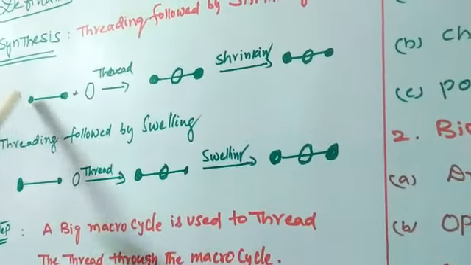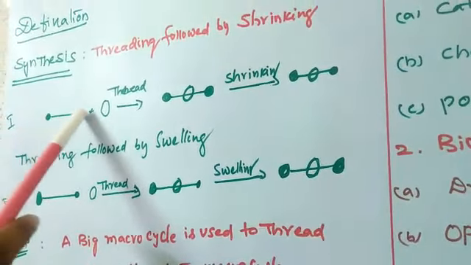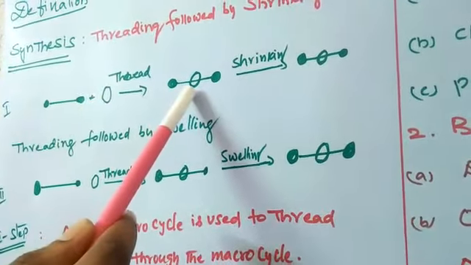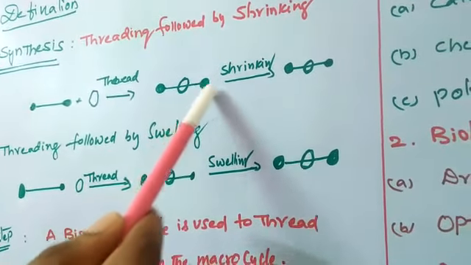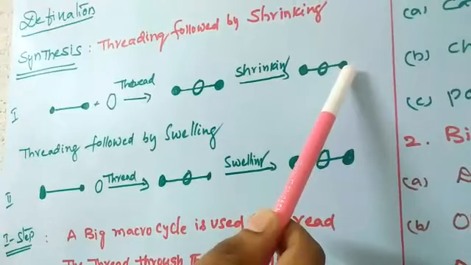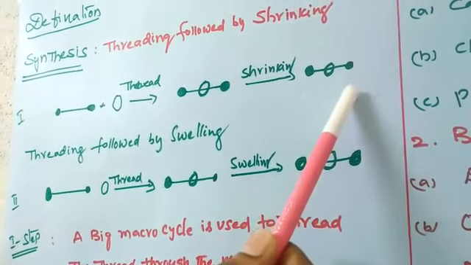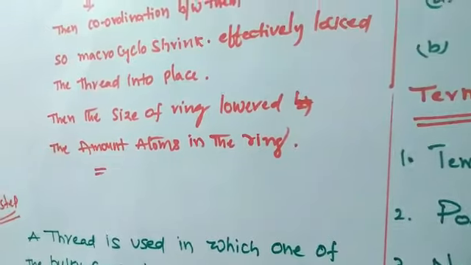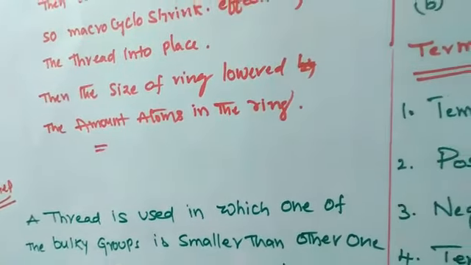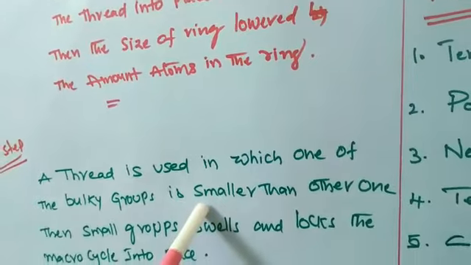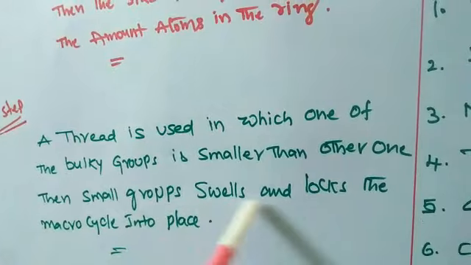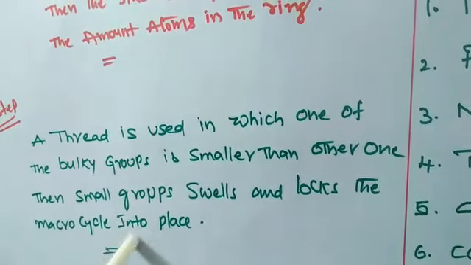Look here. Suppose these are the macromolecules. They are threaded like this. Then it will shrink, and the size of the macromolecule decreases here. In the case of the second one, a thread is used in which one of the bulky groups is smaller than the other one. Then the small group swells and locks the macrocycle into place.